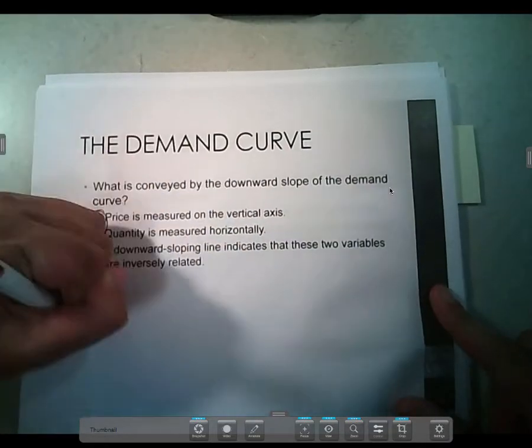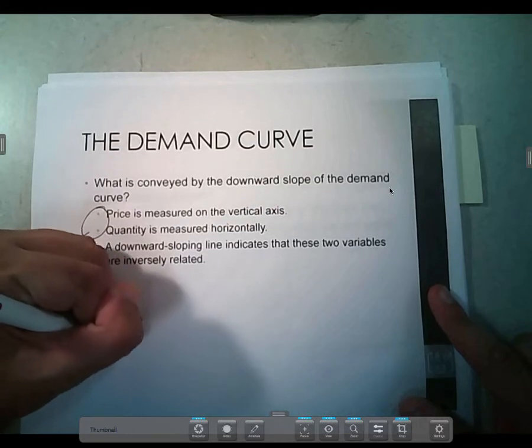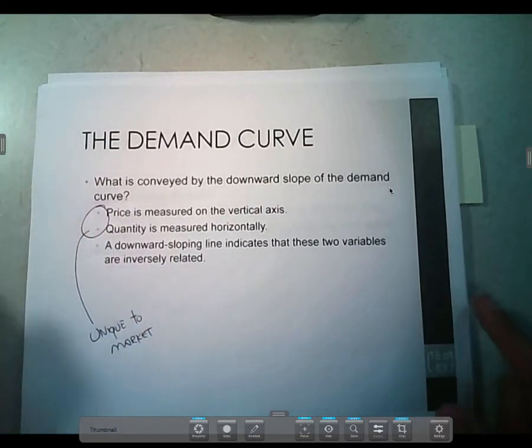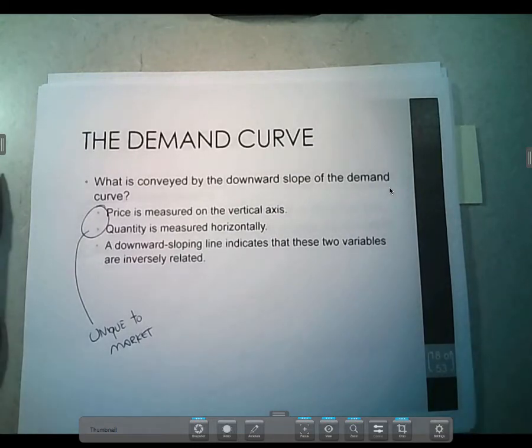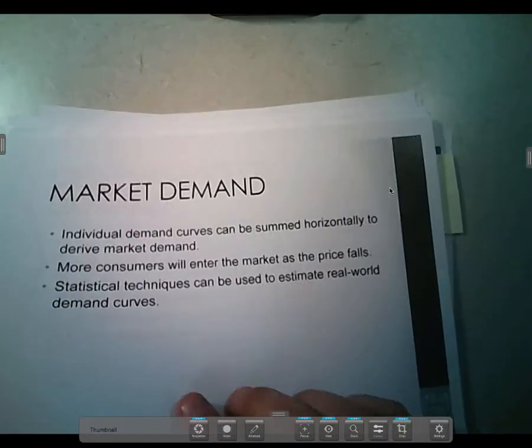Now it should be said, this is unique to the market that we are talking about. So I can't talk about all prices for all products and all the quantities for those products. I'm limiting it to, again, the pens market, where I could talk about the price of pens and the quantity of pens. We can't describe multiple markets in a demand curve. Demand curves are limited to one single market.